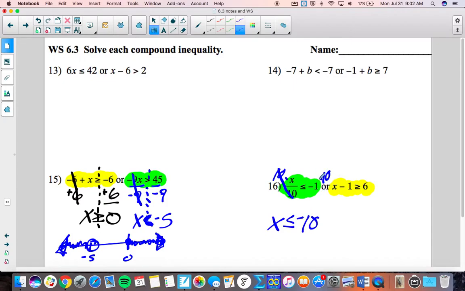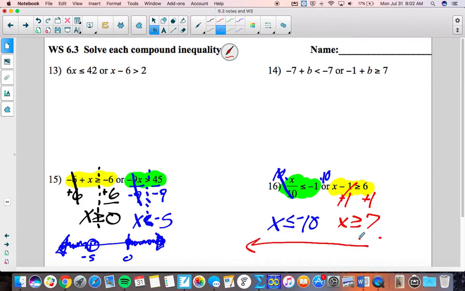Now I multiplied by a positive 10. It's only when I multiply or divide by a negative that I need to flip the direction. So I'm not flipping the direction of the inequality. Over here we need to add 1. So x is greater than or equal to 7.